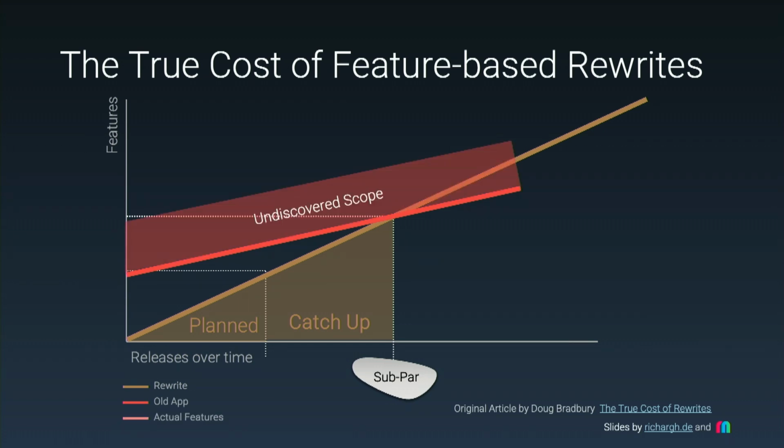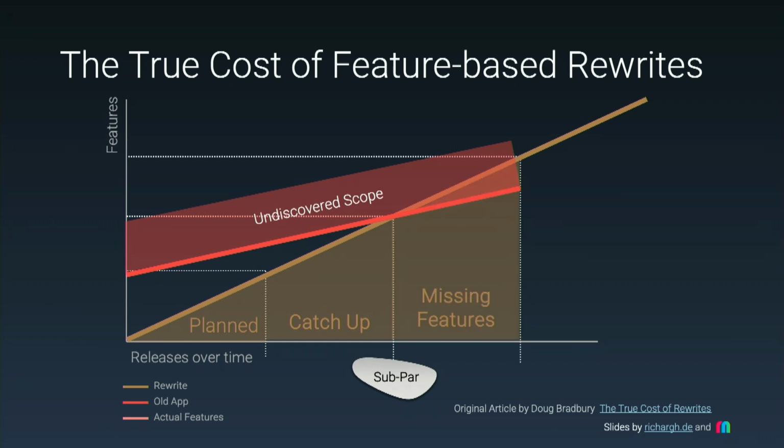And then you realize, oh my God, I didn't grasp the scope correctly. I have undiscovered scope. So I have to write the missing features. And you're still subpar. Well, a bit of parity, yeah, because you have all features. But why would anyone use your new system? It's got the same features as the old one. Why would I use that?